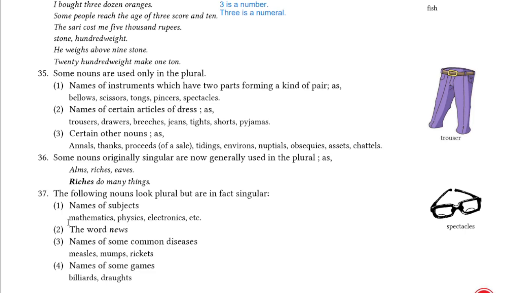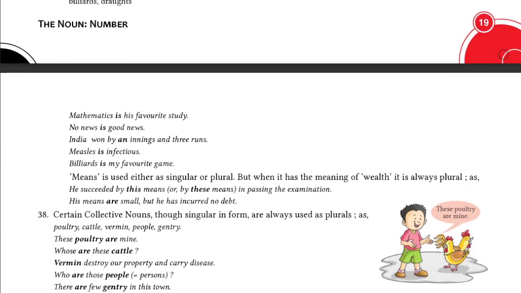Now, there are some nouns which look like plural, but they are in fact singular. Mathematics looks like plural, but it is singular. Similarly, physics and electronics, etc. Even the word news looks like plural, but in fact it is singular. Names of diseases like measles, mumps, rickets, they look like plurals, but they're always treated as singular. Similarly, names of games, billiards and draughts, they look like plurals, but they're always treated as singular.